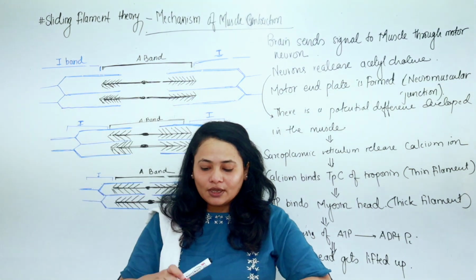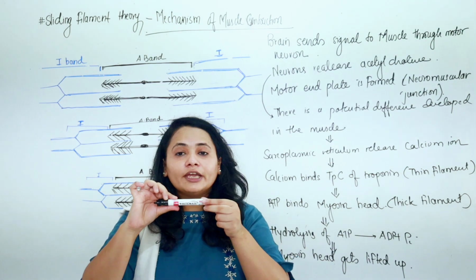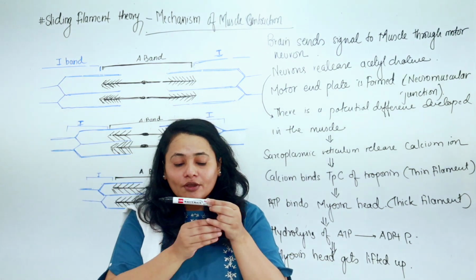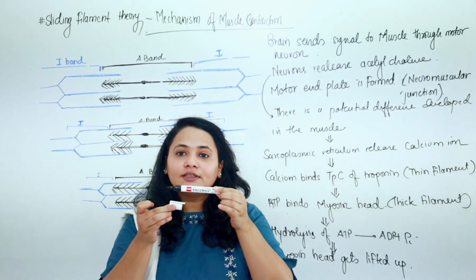Like suppose this is a thin filament. So over here it comes and binds the calcium. Whereas this on the lower side is a thick filament.